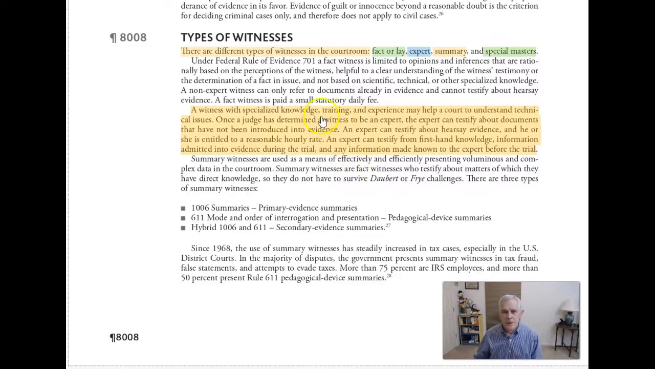Now, this area right in here talks about what an expert is, and so you have specialized knowledge. You have that background. You have that education. You have that certification, and that sets you apart as an expert witness. And there you can give your opinion. I'd like for you to read the other pages here that talk about the other kinds of experts. Let's go to the next page.